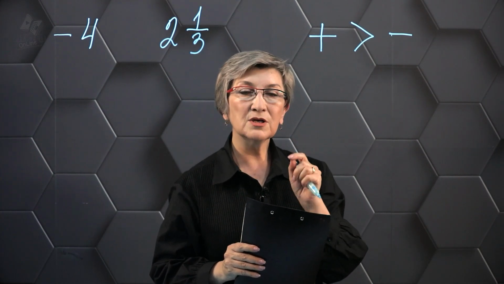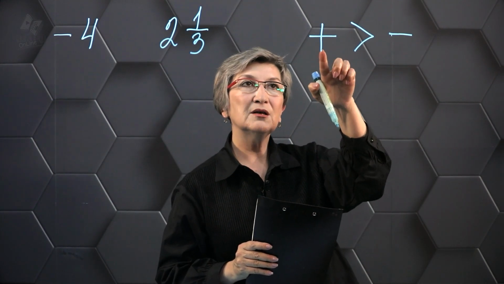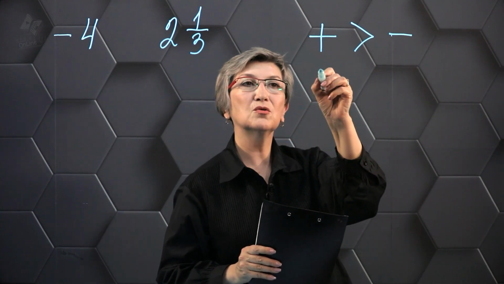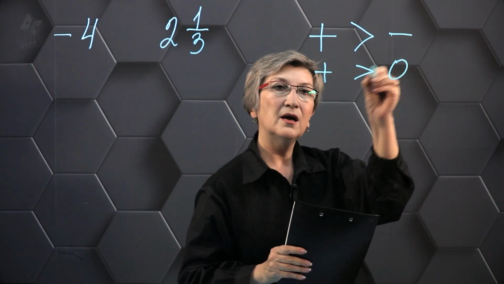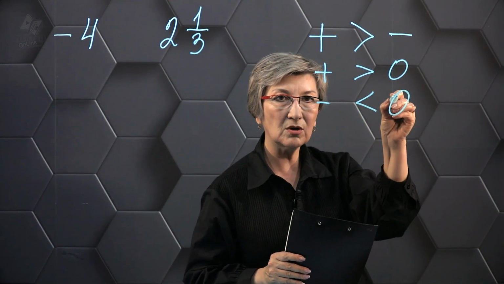But one of the rules we're not going to touch on. So the basic rules: a positive number is always greater than a negative number. A positive number is always greater than 0. And a negative number is always less than 0.